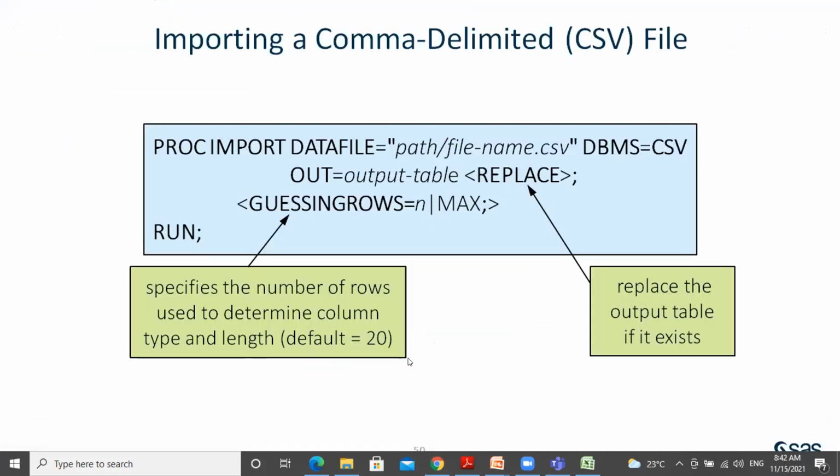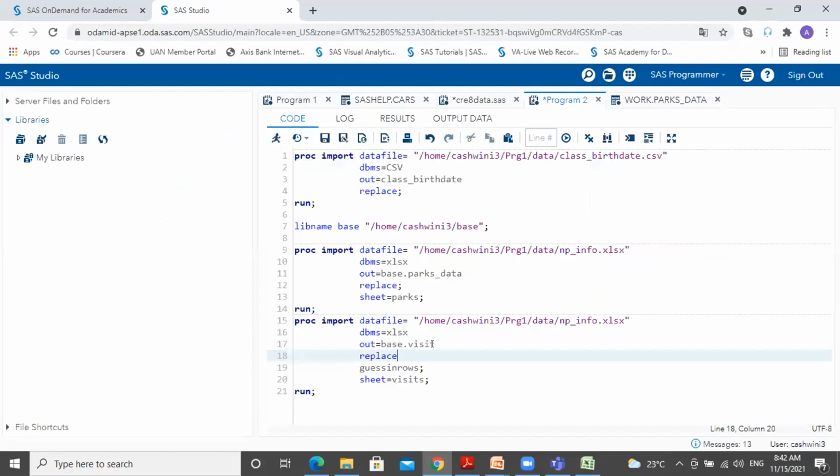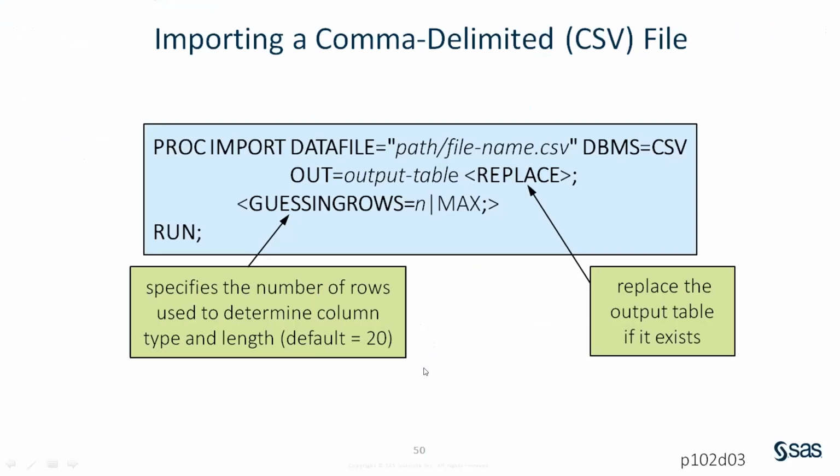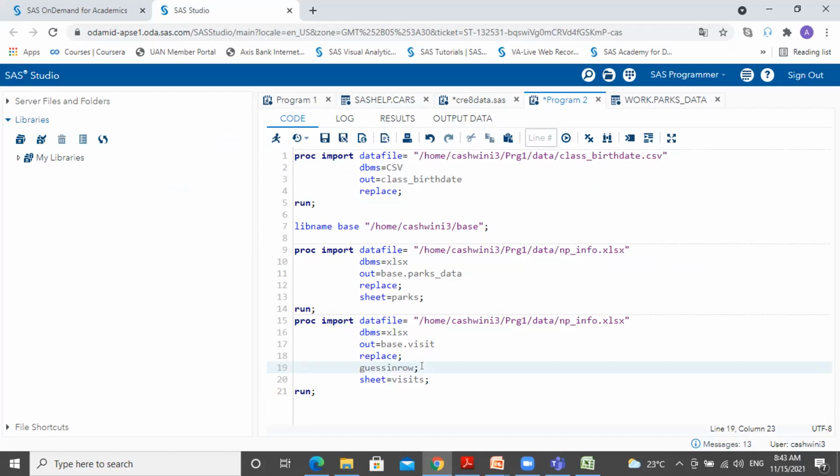Again, it's an option, or an independent statement. So guessingrows. You need to provide how many rows you want to import into SAS, this is an n number, or you can always use an option called max. That means the maximum rows it should read into SAS. This is the way you can read the rows into SAS, by giving the number of rows you are looking to read.